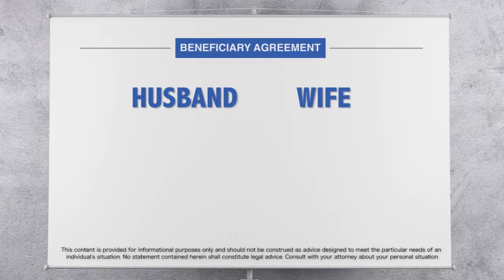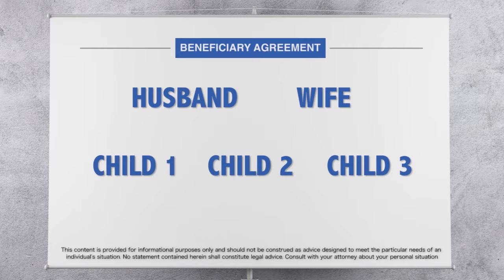But what if your wife dies before you? Or what if you and your wife die at the same time? In this scenario, you may want what are called secondary or contingent beneficiaries. Let's say you and your wife have 3 children, child 1, 2, and 3. These children can be named as second line of beneficiaries or contingent beneficiaries, just in case your wife dies before you do, or you and your wife die at the same time.